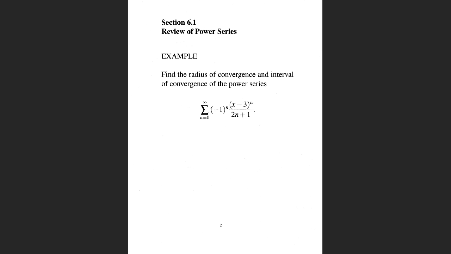Okay, so here's another problem where we want to find the radius of convergence and interval of convergence for a power series. This is the power series: the series from n equals 0 to infinity of (-1)^n times (x - 3)^n over 2n + 1. So, of course, what are we going to do? We're going to use the ratio test just like we did in the previous example.